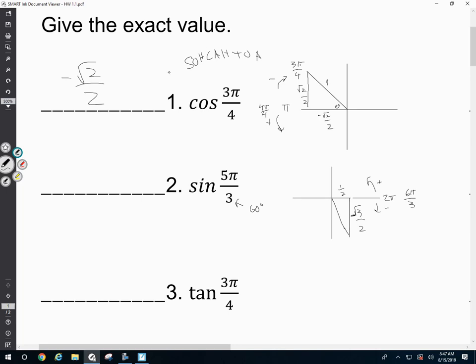Sine in the SOHCAHTOA, sine is opposite. It's always going to be the vertical. So cosine is always the horizontal. Sine is always the vertical. So sine being the vertical, opposite, root 3 over 2, negative. Okay, that's the vertical side length. That's opposite. Remember, the hypotenuse is always 1. So opposite over hypotenuse, if you want to think of it so. But whenever we're doing this, understand hypotenuse is always 1.